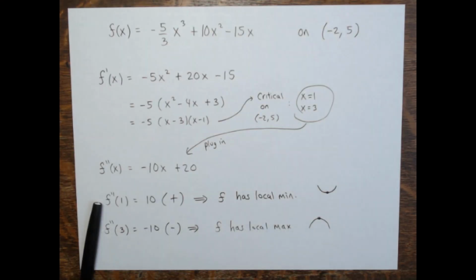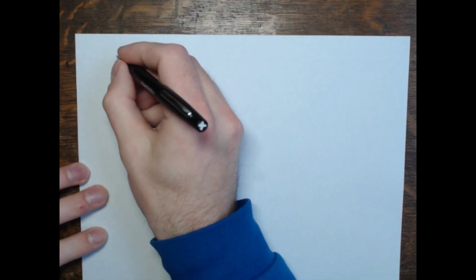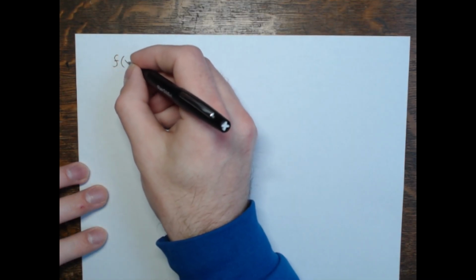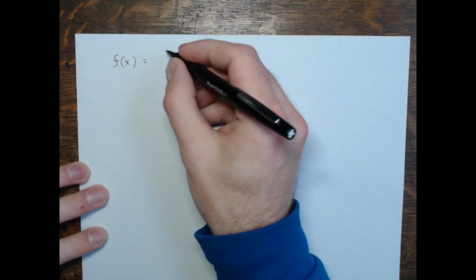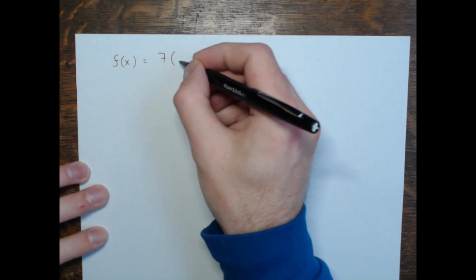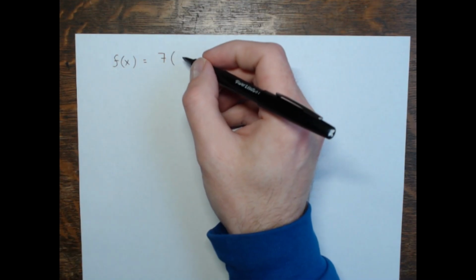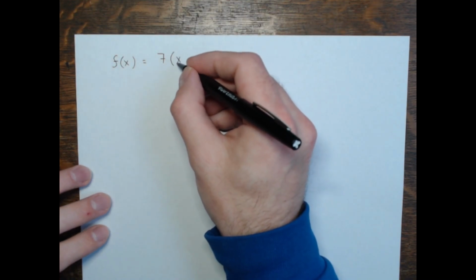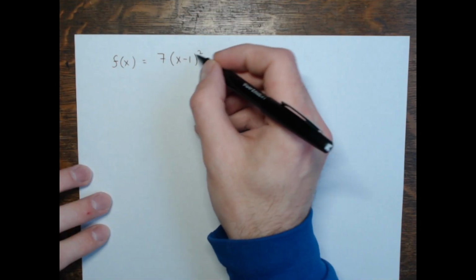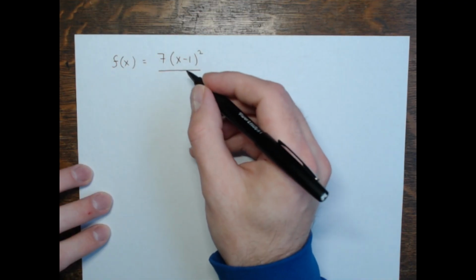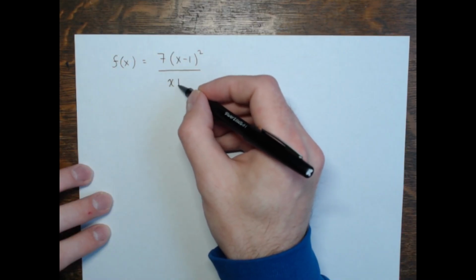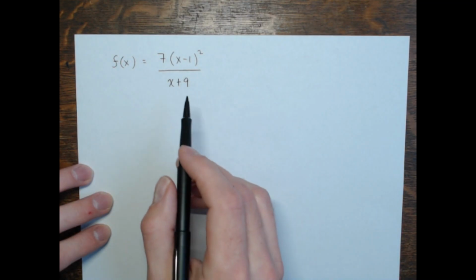So again, I'll write this function out. We'll look at the first derivative. Now it's another one where I'll be doing the quotient rule. So we got 7 times the quantity x minus 1 squared in the numerator and x plus 9 in the denominator.